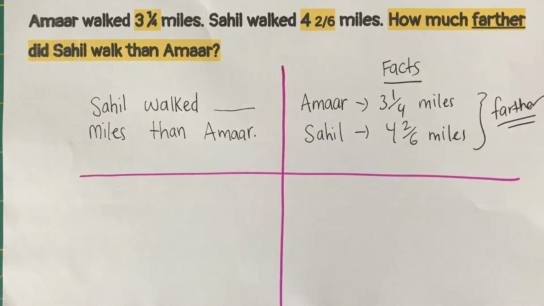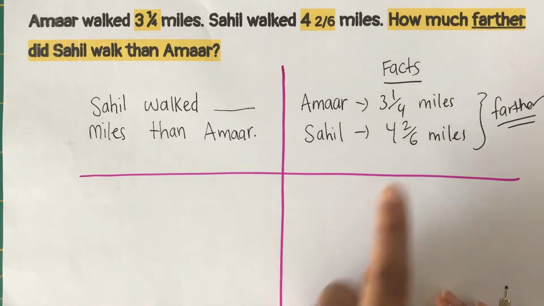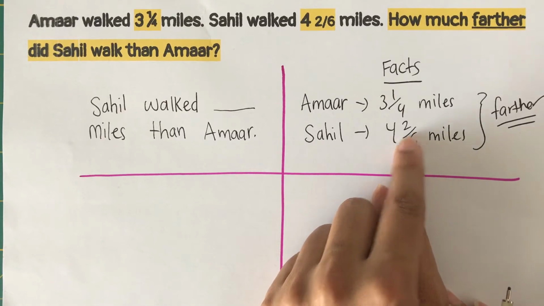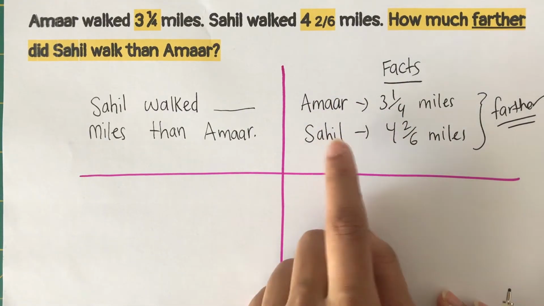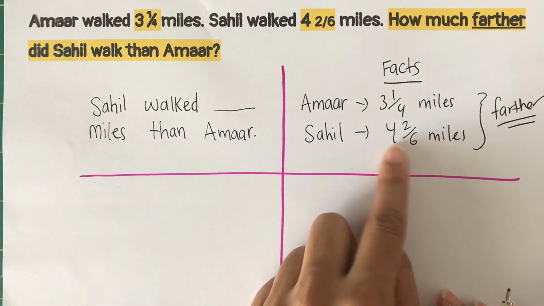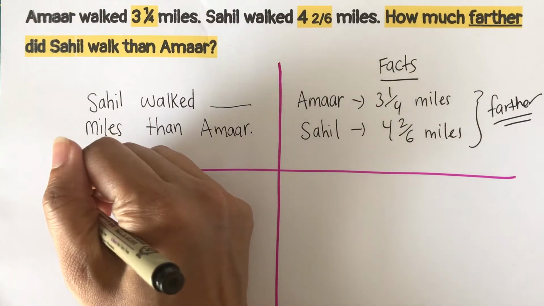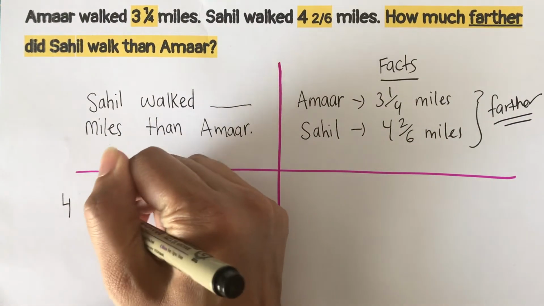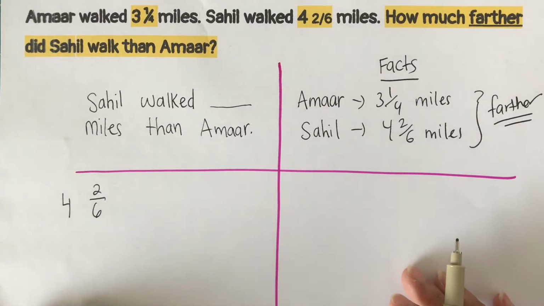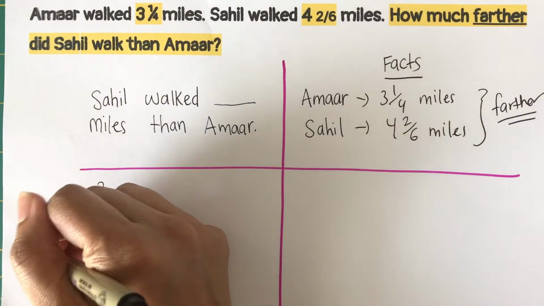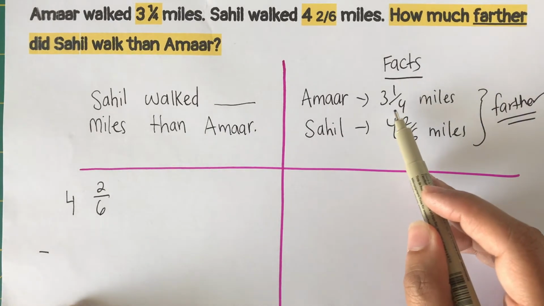Now, which fraction do we put first? Well, this question is saying how much farther did Sahil walk? So we will start with Sahil. So it's going to be 4 2/6, subtract Amar's.